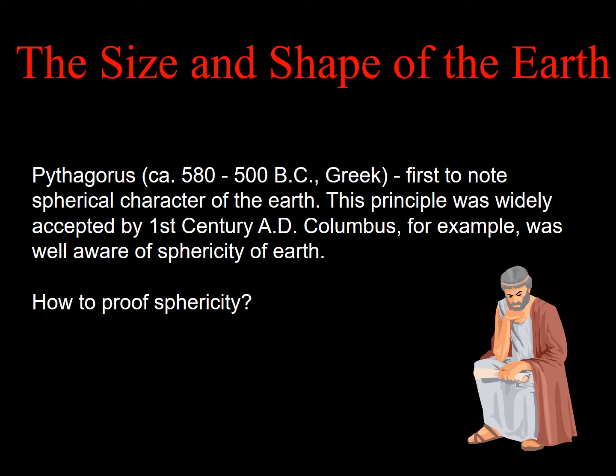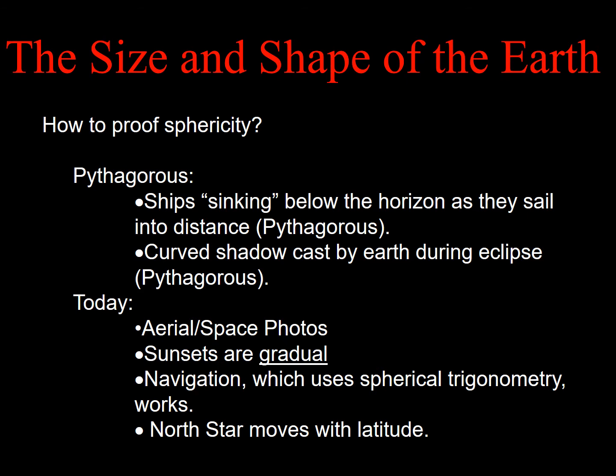Pythagoras, who developed the Pythagorean theorem with a squared plus b squared equals c squared, actually determined, within 500 miles, that the Earth was round. It was not first sought out by Columbus, but by Pythagoras himself. And his proof was two things.